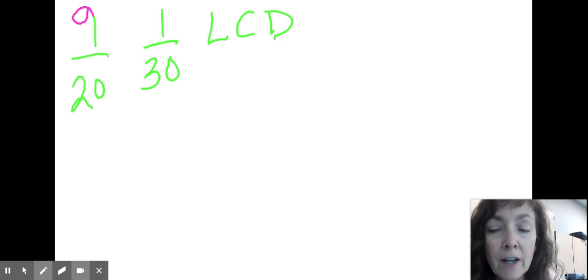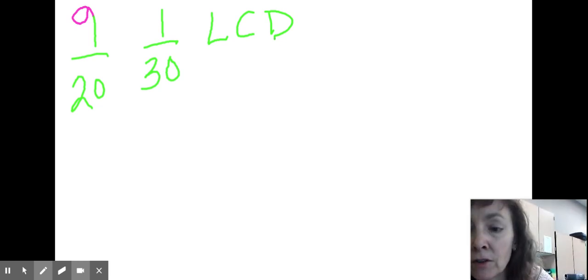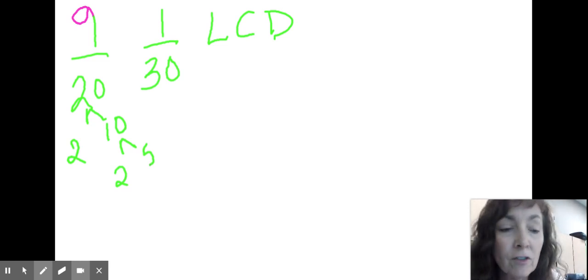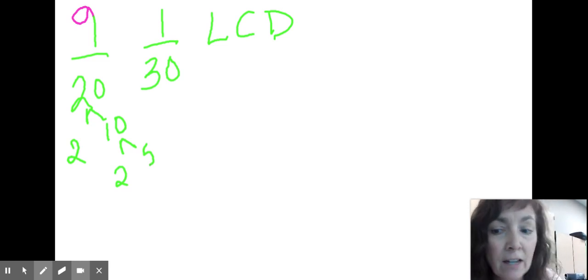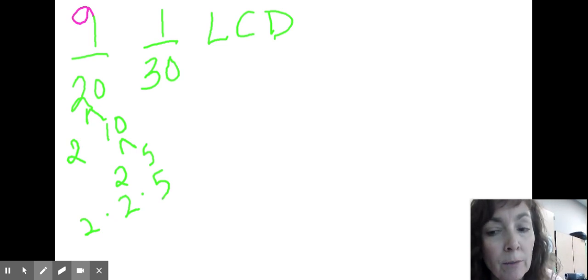So there's two ways of finding the least common denominator. I'll show you both, and you can decide which way you like better. One way is to figure out what factors are in each number that need to be represented in the new denominator. So this is what I usually do. I usually start with a 2. 2 times 10 is 20. 2 times 5 is 10. So I've just broken down the 20 into its prime factors. So I know that 20 is 2 times 2 times 5. 2 times 2 is 4 times 5 is 20.